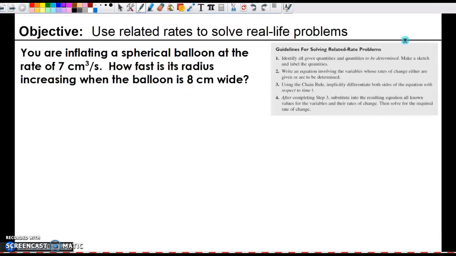All right, now let's say I'm inflating a spherical balloon at the rate of 7 centimeters cubed per second. How fast is the radius increasing? Now here's the key question: how fast is this radius increasing when the balloon is 8 centimeters wide? Let's draw a picture first.